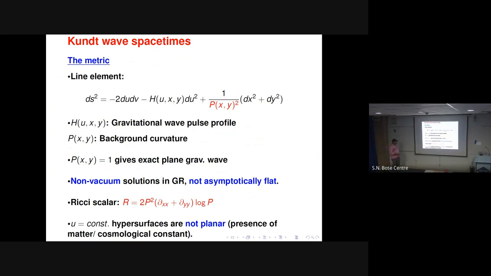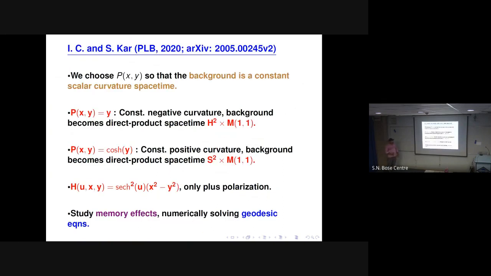So now if you construct the wave surfaces, they will not be planar, but they will be curved due to the presence of matter or a cosmological constant. So in this kind of space time, there will be matter or a cosmological constant. So what we did in our next work is to choose P in such a way that the background is a constant scalar curvature space.